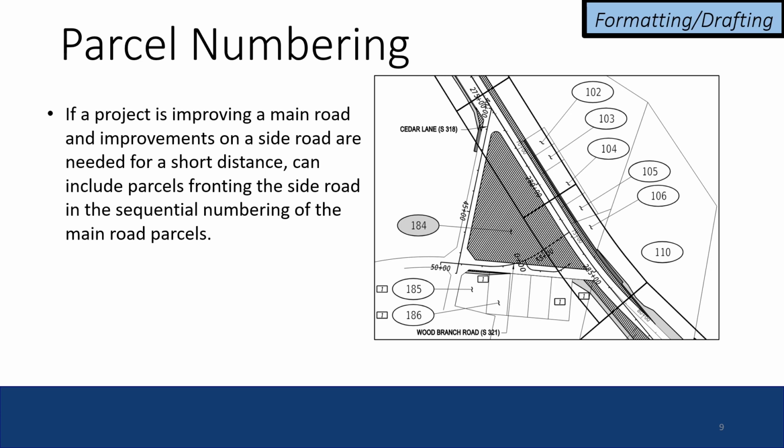If a project is improving a main road and improvements on a side road are needed for a short distance, the practitioner can include parcels fronting the side road in the sequential numbering of the main road parcels.